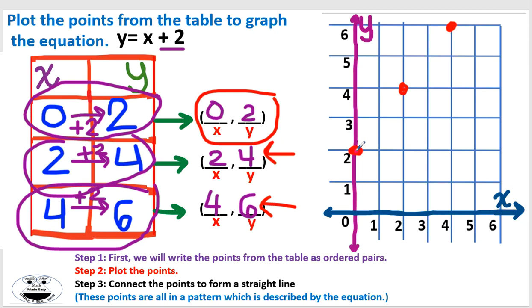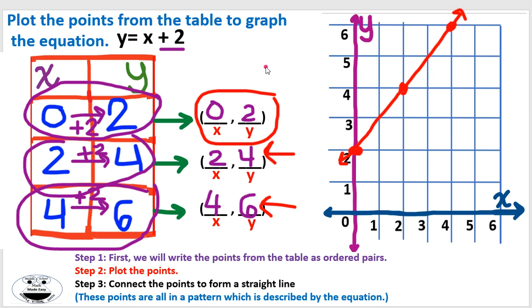And now I can already see that there is a pattern and that my line is going to be straight. Okay, so let me just fix this, but let's assume it's a straight line. And this line goes on and on forever. All the points on the line have a special relationship of y is equal to x plus 2. And we can make an arrow to show that this continues forever and ever in this direction, and this continues forever and ever in this direction. This is how to plot the points from a table of values to create the graph of the equation.